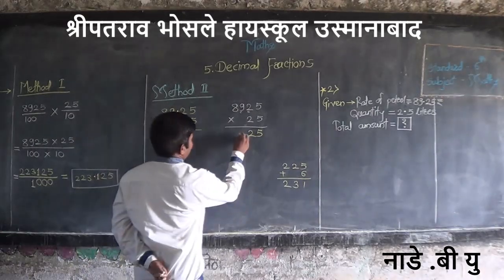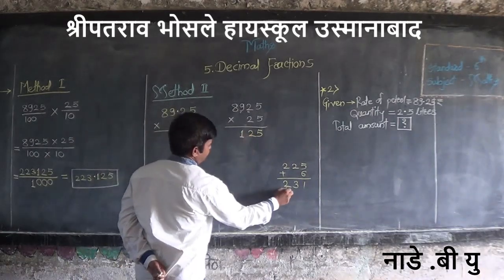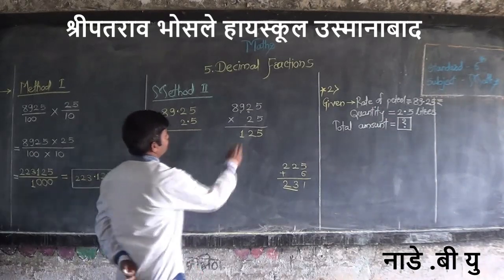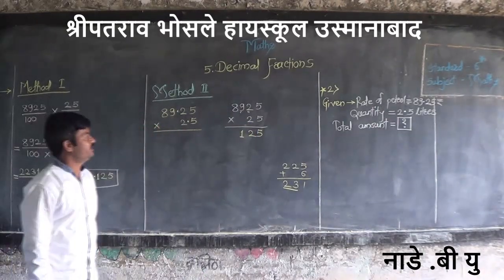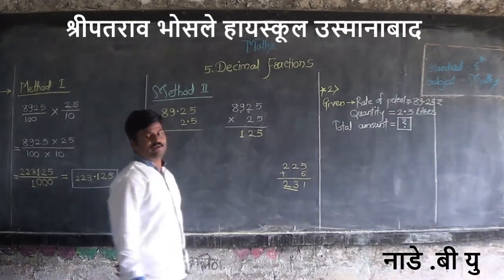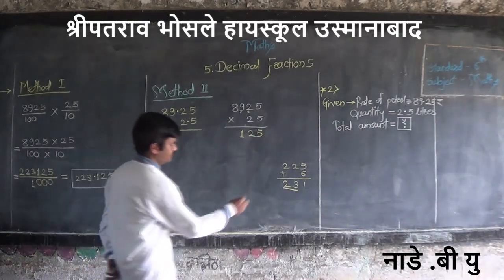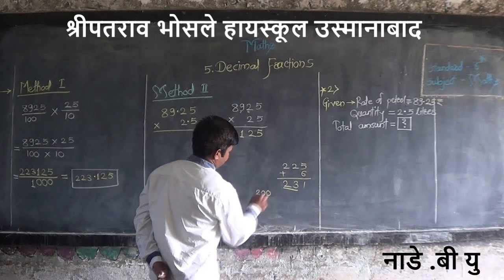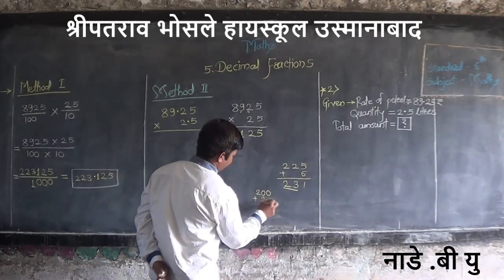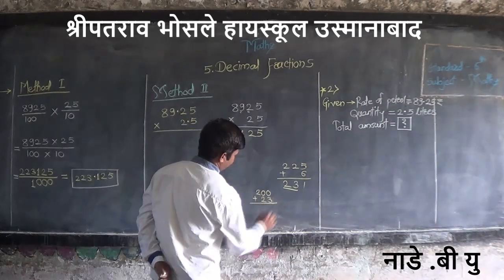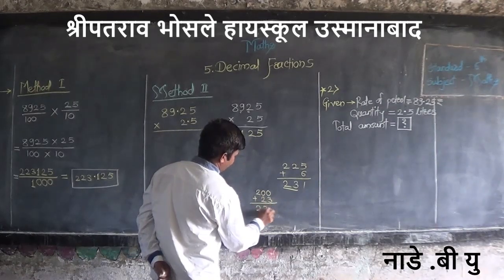Here carry is 23. Here 25 into 8. 25 8s are 200. 200 plus carry 23 is 223.